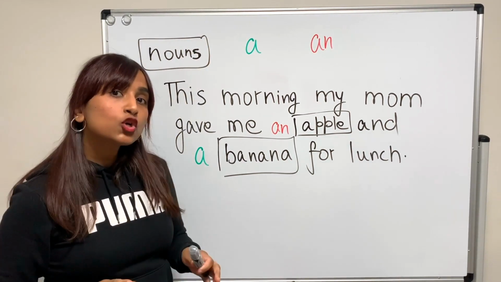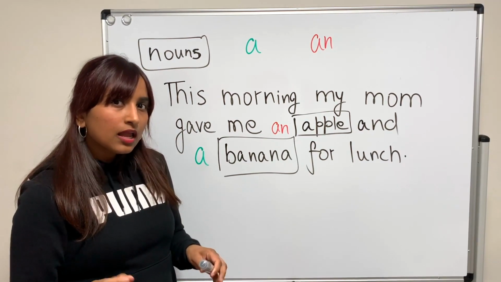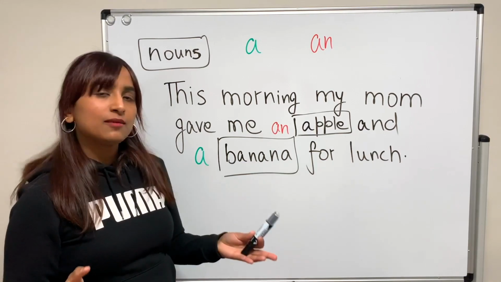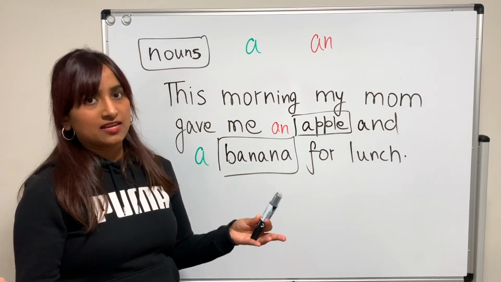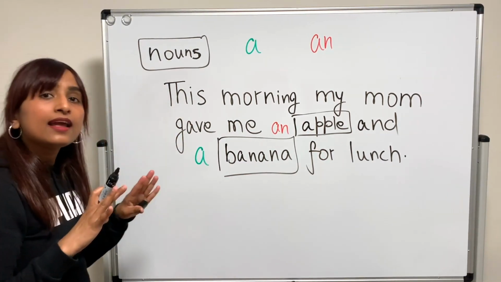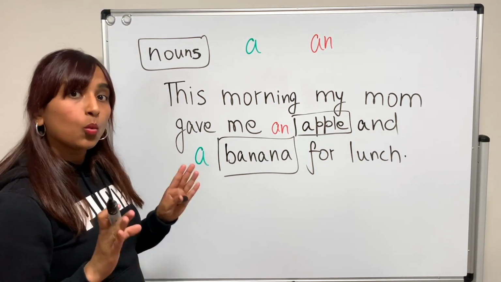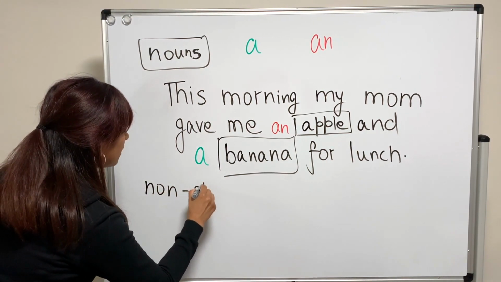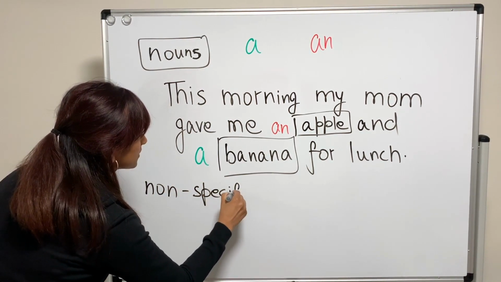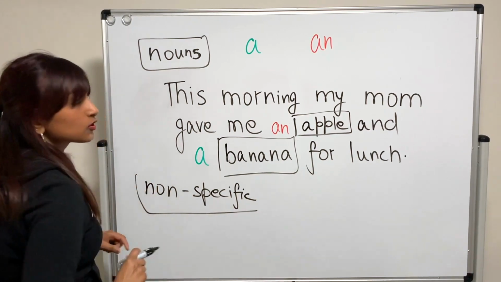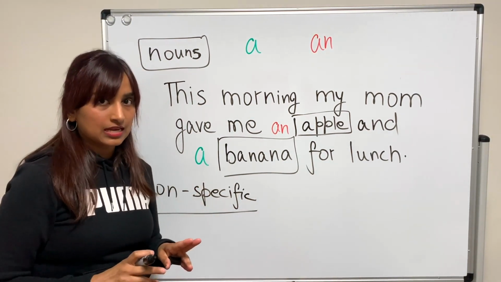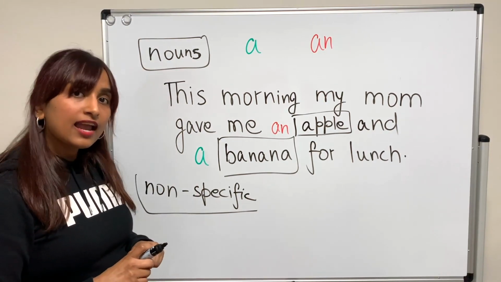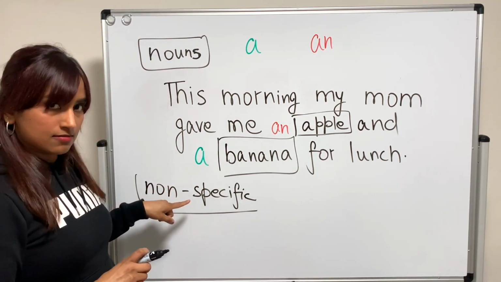And am I talking about a specific apple and a specific banana, or just any apple or any banana? One of many, maybe. I'm talking about any apple and any banana, which means we need these articles for non-specific things. So we have established two things here. We need a and an before nouns and for non-specific things.